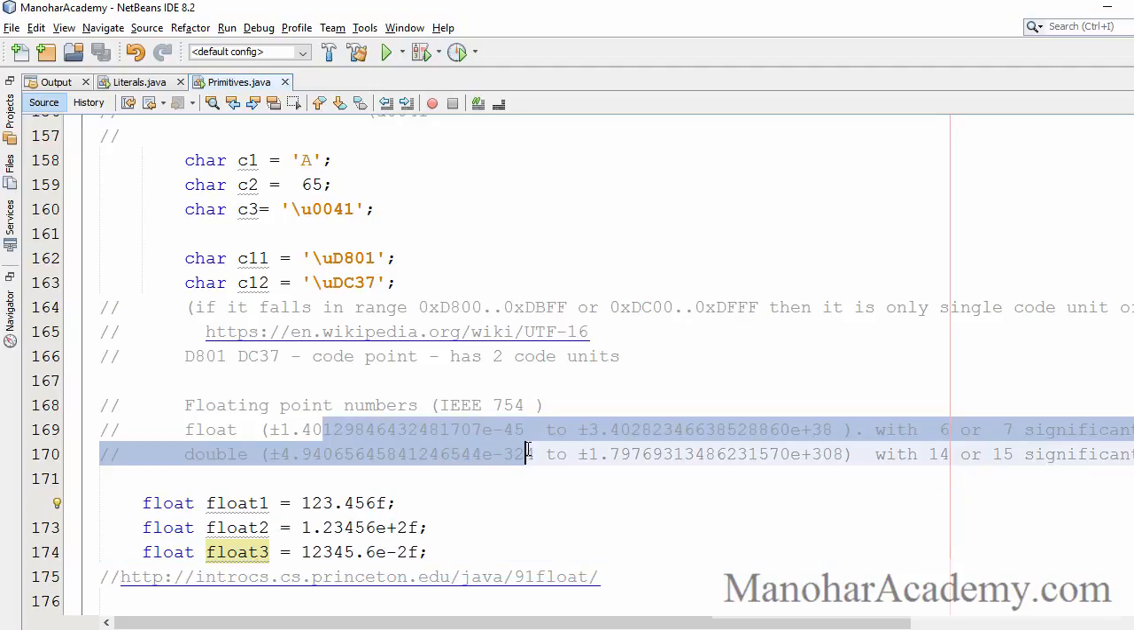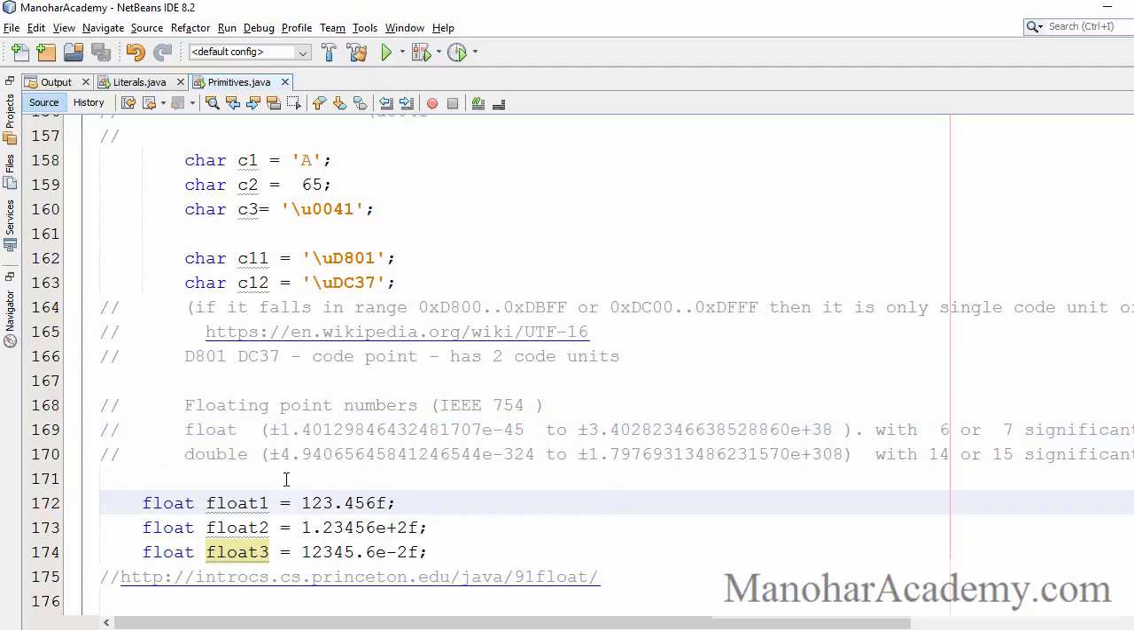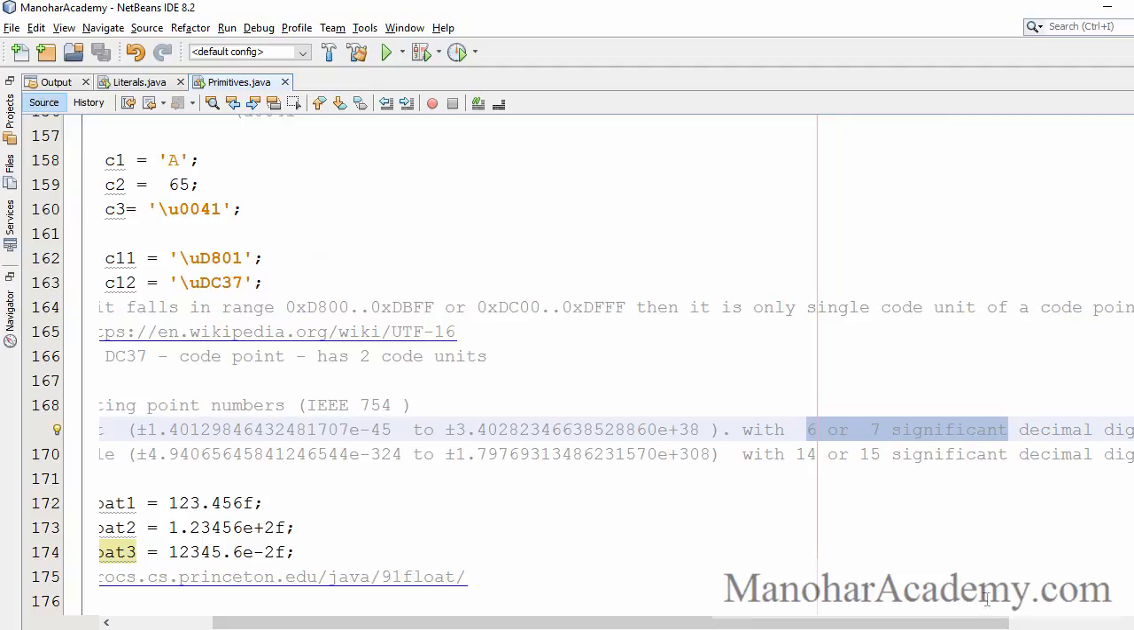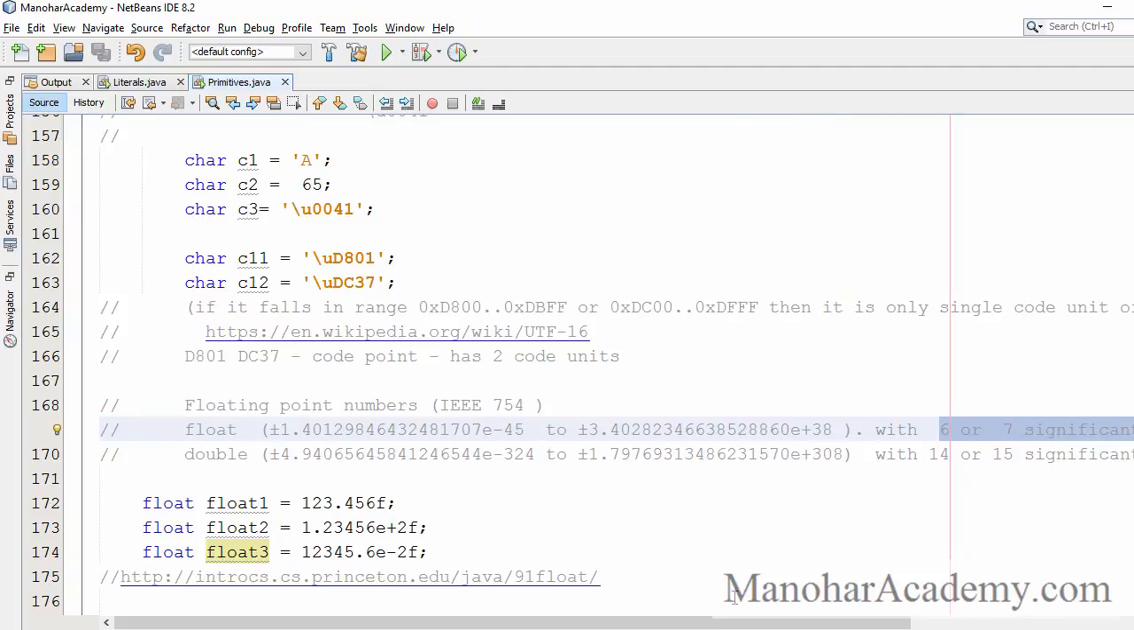These are very big numbers. But the important thing to note is float has only 6 or 7 significant decimal digits. What do we mean by that? I will explain that, but let's understand more about floats. Floats are nothing but fractional parts, right? How many fractions are there between 0 and 1? There are so many, like 0.1, 0.11, 0.111, 0.1111. So you can go on like that.